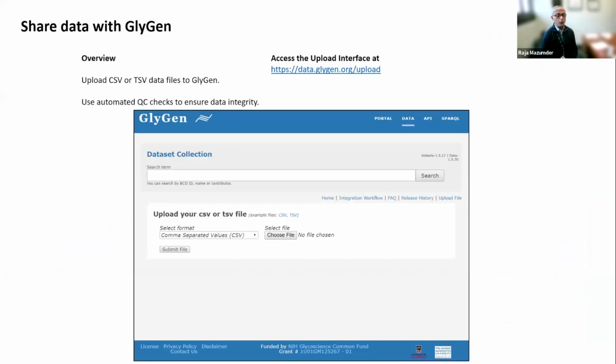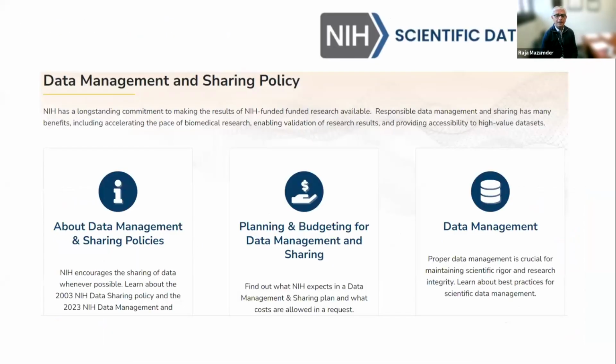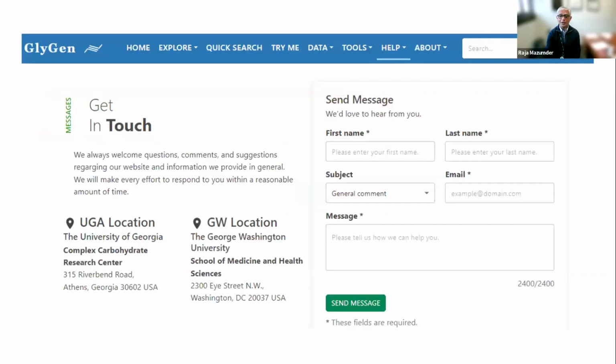So if you want to share data, this is the link where people can upload their table, or you can just contact us. Some of you may have already seen the data management and sharing policy that NIH has been sending out, and I'm sure similar things are being sent out in Europe, Asia, South America, and other places. There is a big push to share data, and we hope to make it easier for people to share data, or if GlyGen is not one of the resources, we definitely feel that we might be able to point you to other places where your data can be better shared. Get in touch. This is the URL, first name, last name, subject, and let us know.